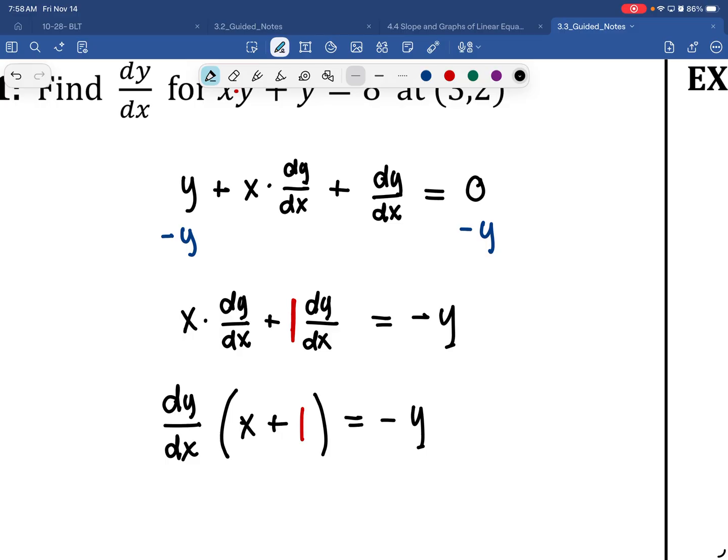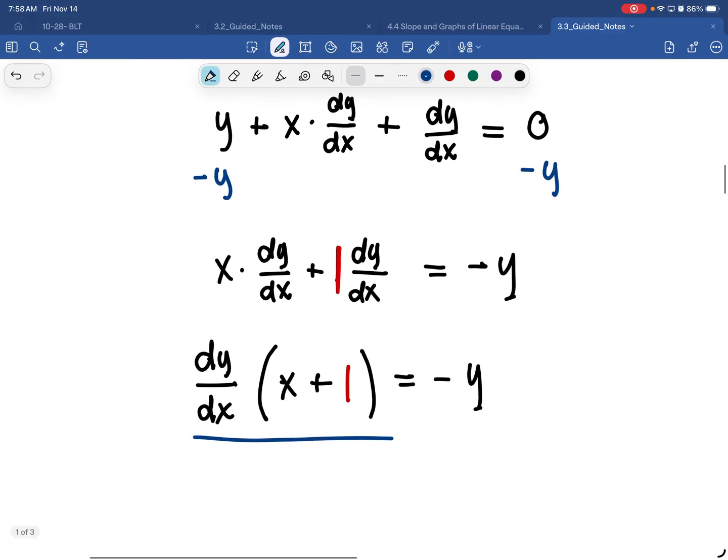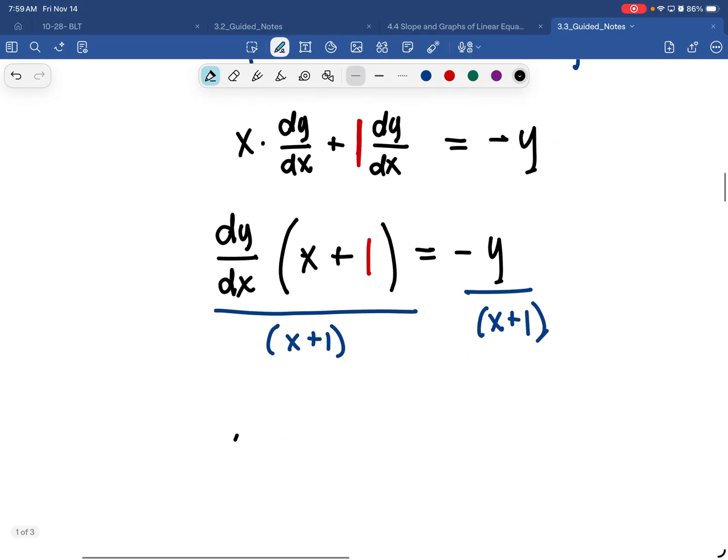Notice what just happened with this factor step. I went from having an equation with 2 dy dx's in it. It's hard to solve an equation that has 2 instances of the variable you're trying to solve for. But by factoring, now I only have 1 instance of dy dx. So now it's just get dy dx by itself, which is easy. Dy dx is multiplied by a parentheses, so divide by that parentheses. And now you have an expression in this problem for dy dx.